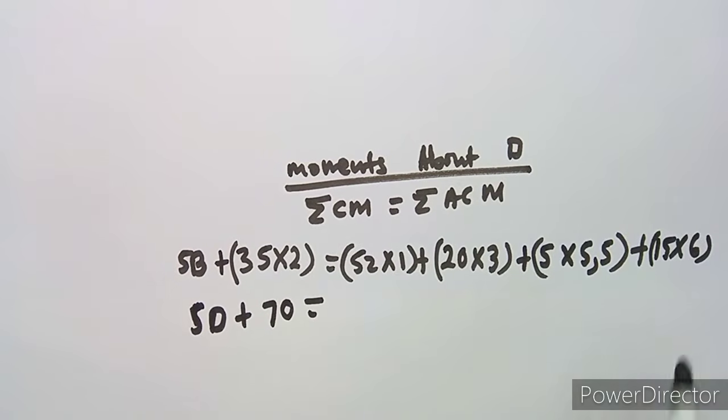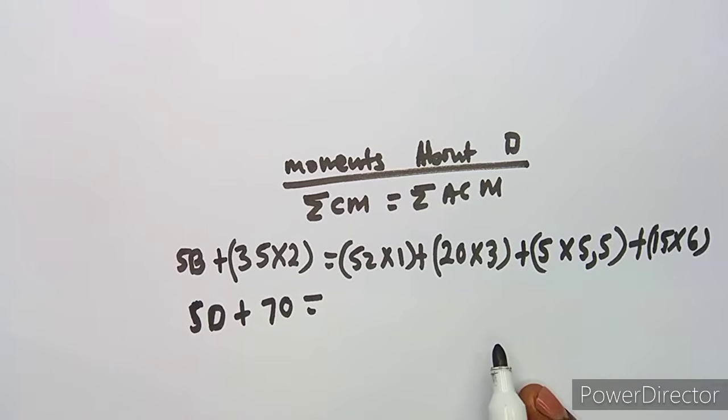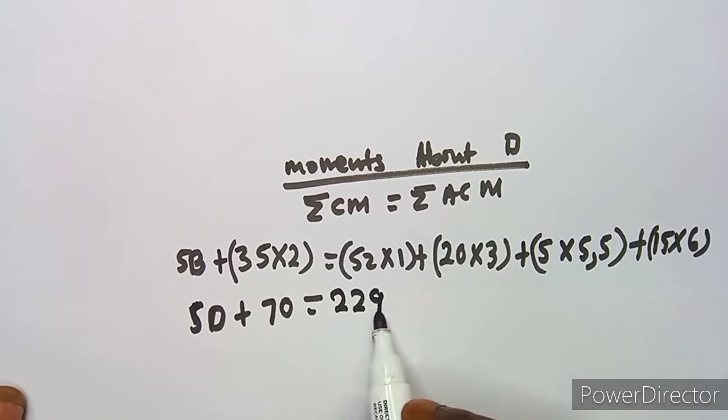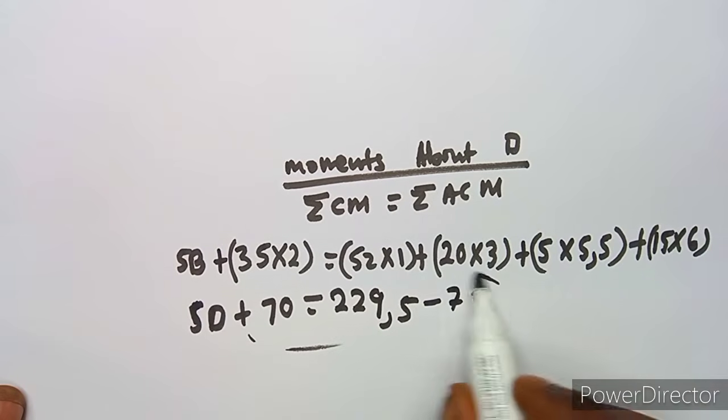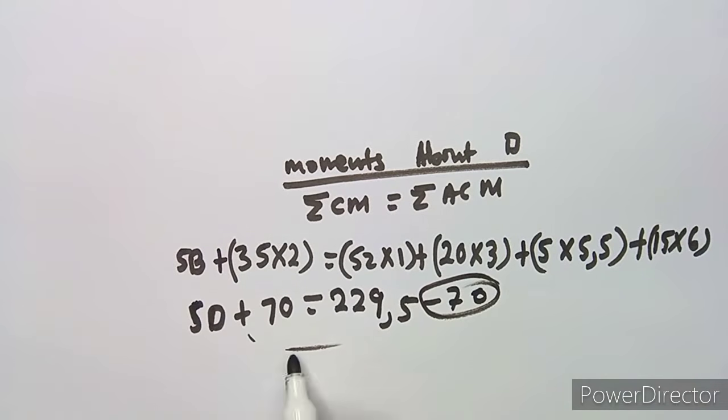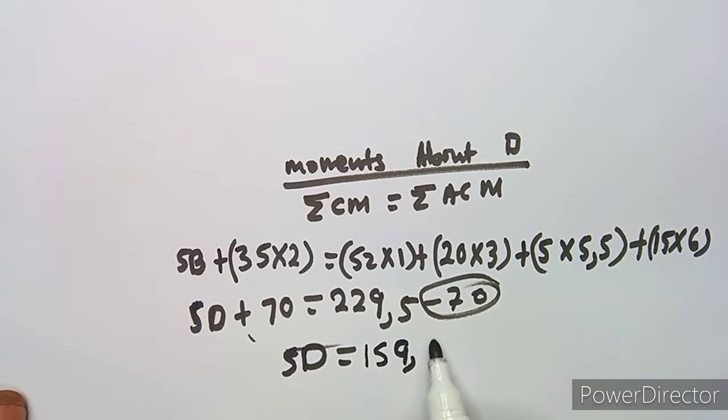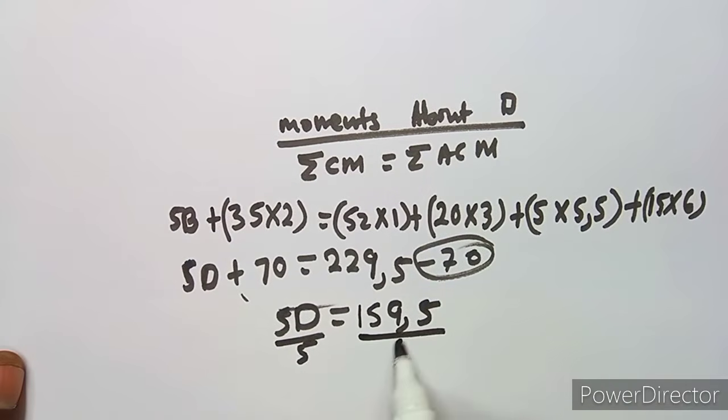Then if we combine this side, what are we going to have? This is 229.5. Then transpose this, it is going to be negative 70 there. So if we subtract 70, that's 5D will be equal to 159.5. Then we divide by 5 both sides.